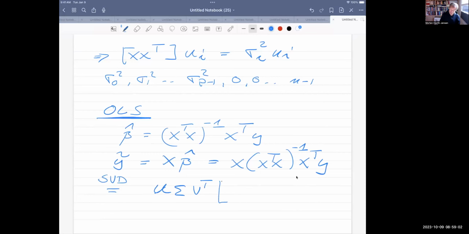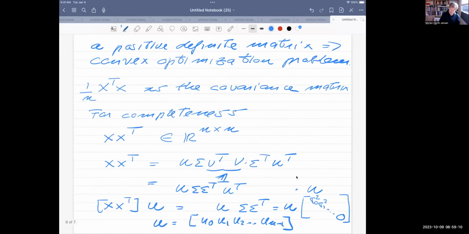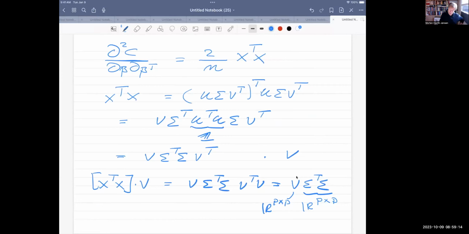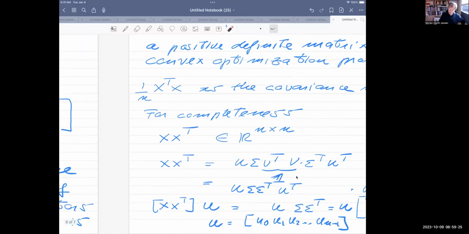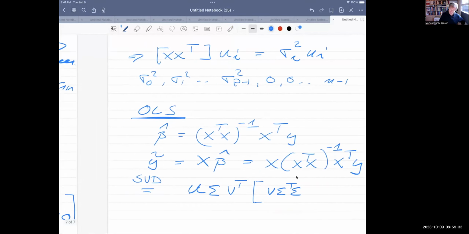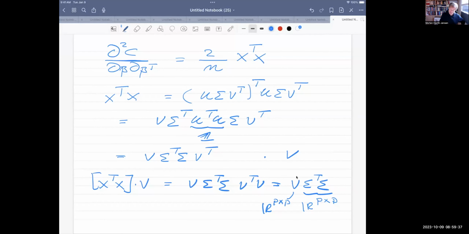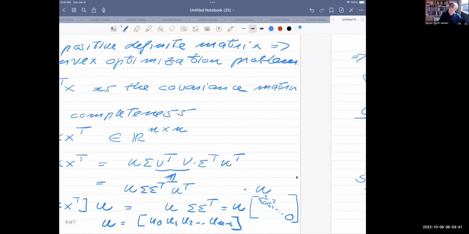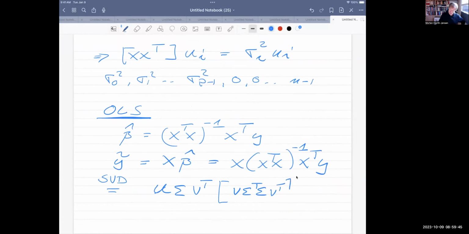And then we have the matrix to invert, which we calculated on the previous page. If we go back here, we know that this matrix, when we singular value decompose it, is going to be given by this quantity here. So I can insert that for the matrix to invert. So we are going to have to invert V sigma transpose times sigma times V transpose. And then we have the inverse of this matrix.